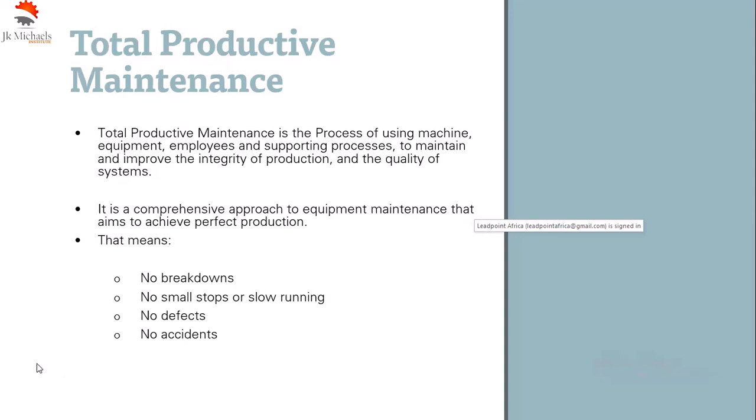Now, let's begin with a very small definition. Total productive maintenance is the process of using machines, equipment, employees, and supporting processes to maintain and improve the integrity of production and the quality of your system. This is a comprehensive approach to equipment maintenance that aims at achieving perfect production.